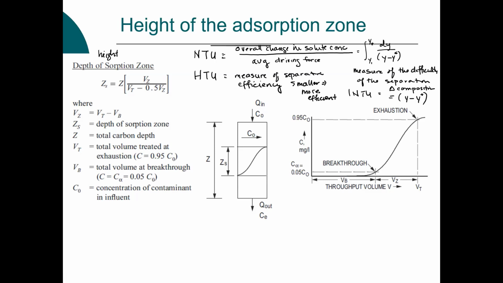So think of it this way, okay? The smaller the height of the transfer unit, the less sorbent material you need to achieve a certain change in concentration. Therefore, it's more efficient. Okay. Also means the smaller the column that I need to achieve a certain level of removal.